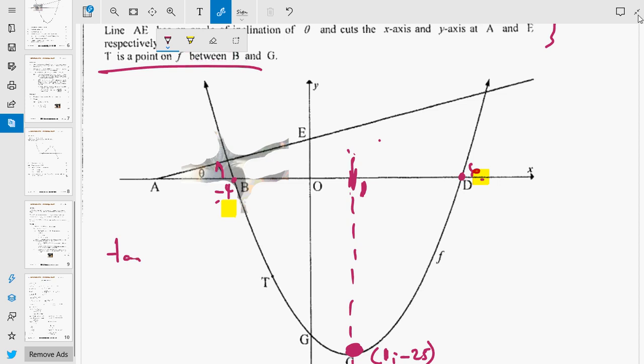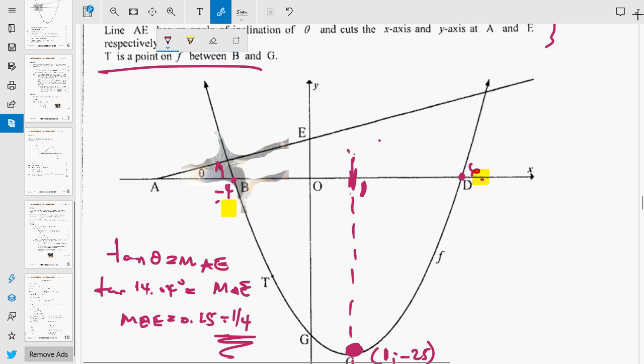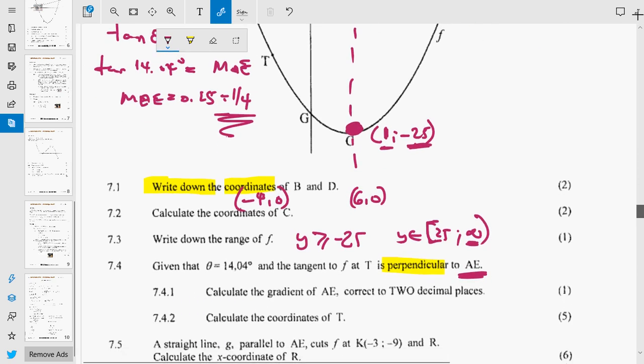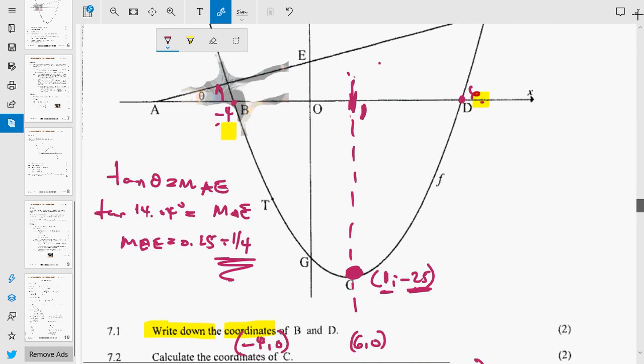Now you're going to have to remember that tan theta is equal to m, which is the gradient of AE. So tan of 14.04 will be the gradient of AE. So if you round off to two decimal places, the gradient of AE will be equal to 0.25 or 1/4. What is the question? The question is asking us to calculate the gradient of AE. All right.